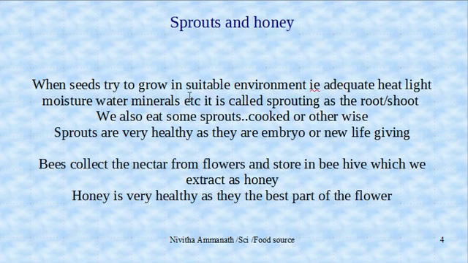Looking at sprouts and honey, which are the very healthy forms of food, when seeds try to grow in a suitable environment, that is adequate heat, light, moisture, water, minerals, etc., it is called sprouting. That is, when the fruit and the shoot come out of the seed, it is called sprouting. We also eat some sprouts, cooked or otherwise. These are healthy because sprouts are from the embryo, which gives new life from the seed to the plant. Bees collect the nectar from the flowers and store it in the beehive, which we extract as honey. Honey is also a healthy natural food.